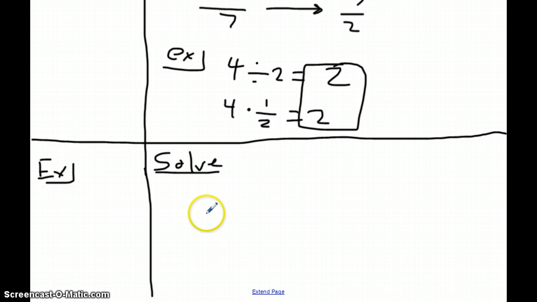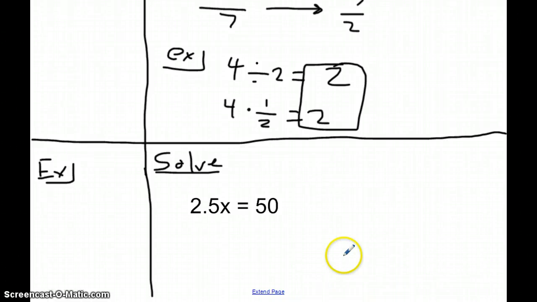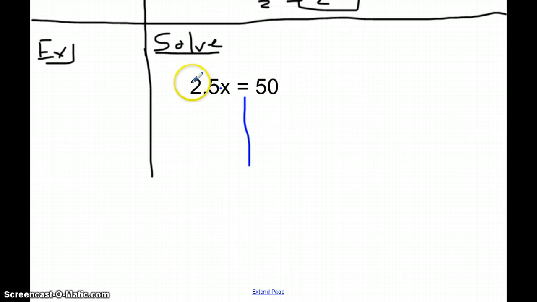So we're going to be solving these. So we have 2.5x equals 50. And here, what we have to do is we have to draw our line, obviously. Okay, and remember this is 2.5 times x. Okay, and so 2.5 times x, what number can we multiply 2.5 by to get 50?